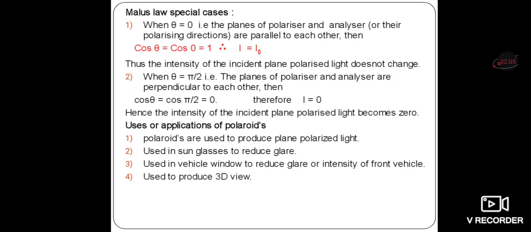Similarly, Polaroids are used to produce 3D views, as we already know from 3D films or 3D pictures. With the help of Polaroids we can do this. Polaroids are also used to improve the contrast in paintings, the color contrast in old oil paintings. To improve the contrast of the painting, we use Polaroids.